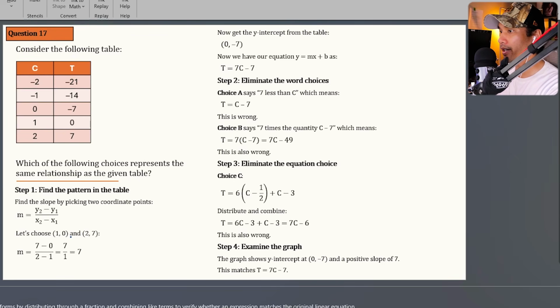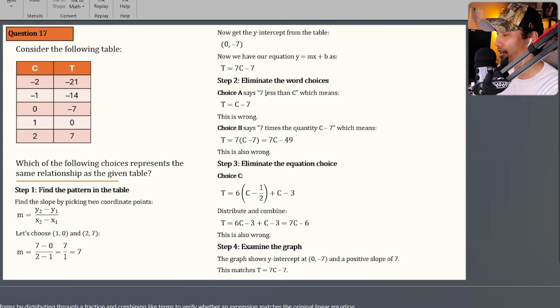So they chose 1 and 0 and 2 and 7. And then they just did exactly what I did. So this 7 is y2. This 0 is y1. 7 minus 0 equals 7. And then this is x2. And this is x1. 2 minus 1 equaling 1. Equaling m equaling 7. Then you get the y-intercept from the table. Okay. Now we have our equation y equals mx plus b. Okay. T equals 7c minus 7.